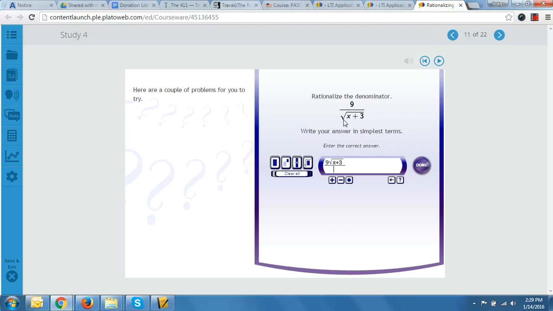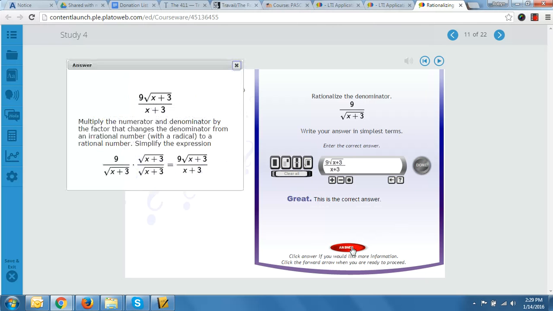And remember, when I do the square root of x plus 3 times the square root of x plus 3, the square root symbols cancel out, and so I am just left with x plus 3. And then just to double check, you can see how that work is done right here on the side.